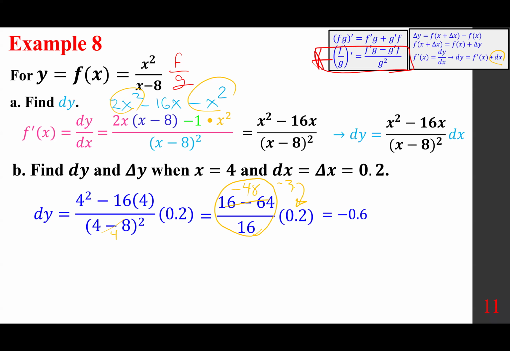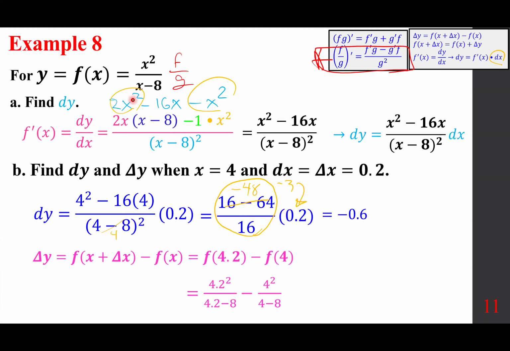Now, delta y is f of x plus delta x minus f of x. So f of 4.2 minus f of 4. That's elementary algebra, into the function goes 4.2. That's f of 4.2, meaning 4.2 squared over 4.2 minus 8. Into the function goes 4, meaning 4 squared over 4 minus 8. Now use a calculator if you want, or do it by hand, and you end up with negative 0.6421, which is pretty close to dy. And by the way, the smaller the choice of dx in comparison to x, the closer these two values.